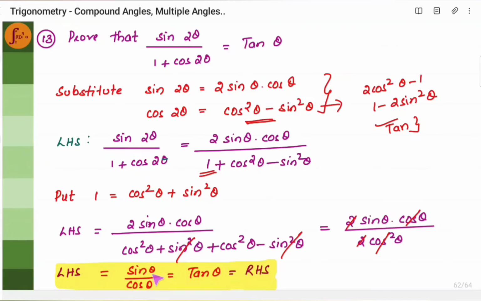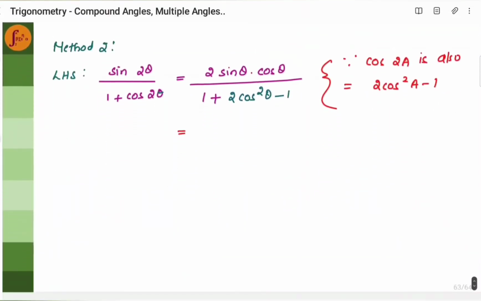So you'll be left with sine theta by cos theta. What is sine theta by cos theta? Tan theta. So this is equal to RHS. So we have proven that this particular expression is equal to tan theta. Now we'll go with the alternate method, where we'll use another formula. Let's go to method 2.